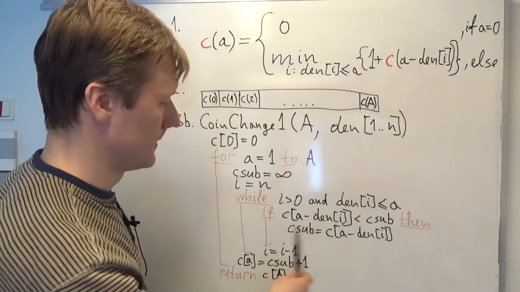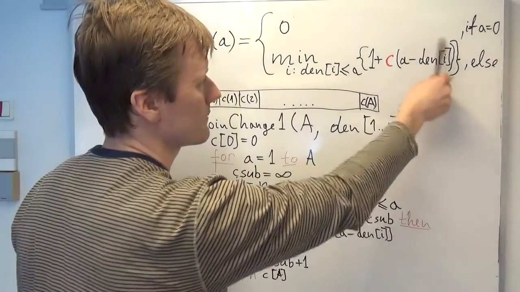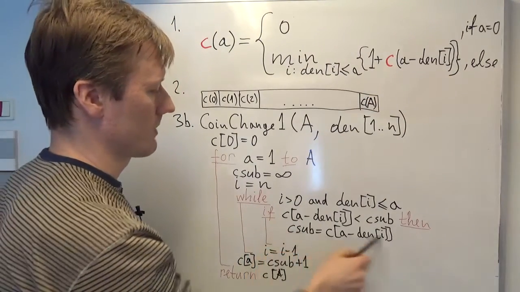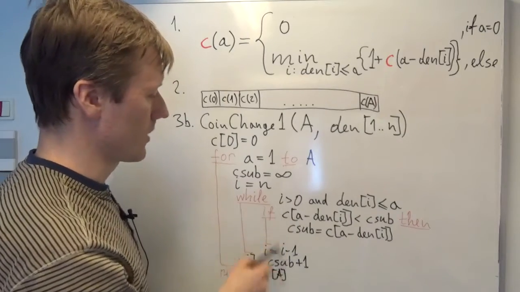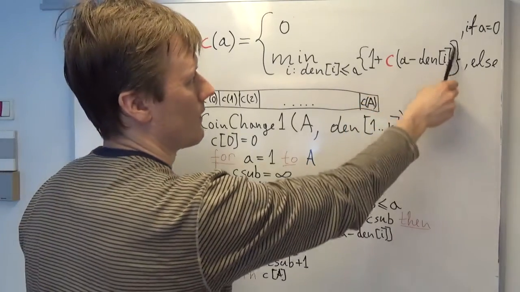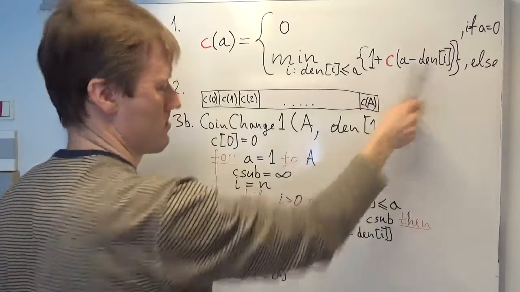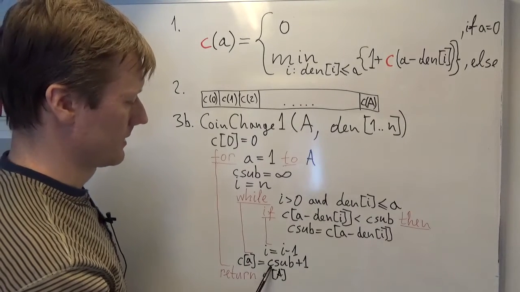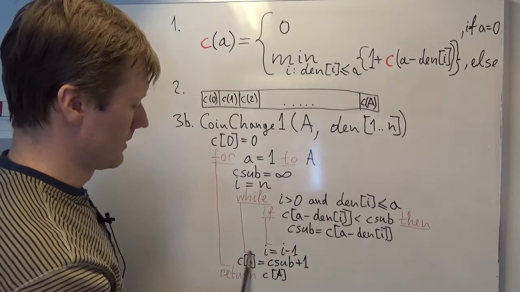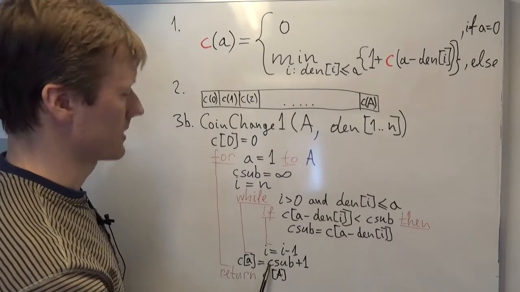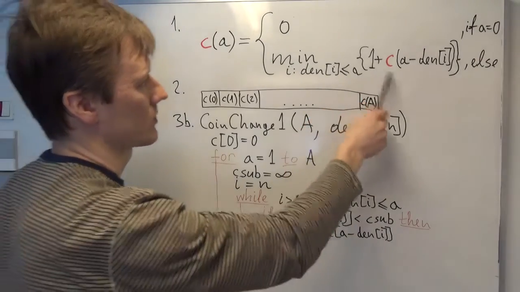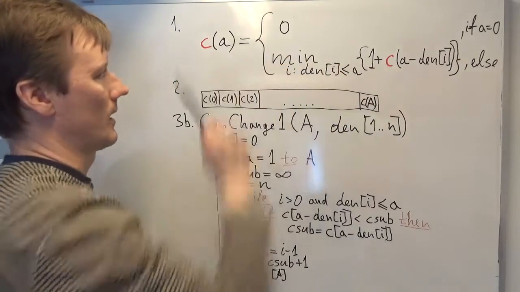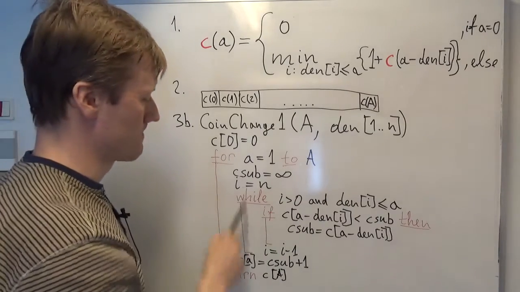So if we see this value smaller than what we have seen so far, we remember it. So after this loop, we have found the smallest value of this format in C sub. And at the end, we assign to the value of C(a), we assign C sub plus 1. So the smallest of these plus this one. So I move this one out of the min loop here.